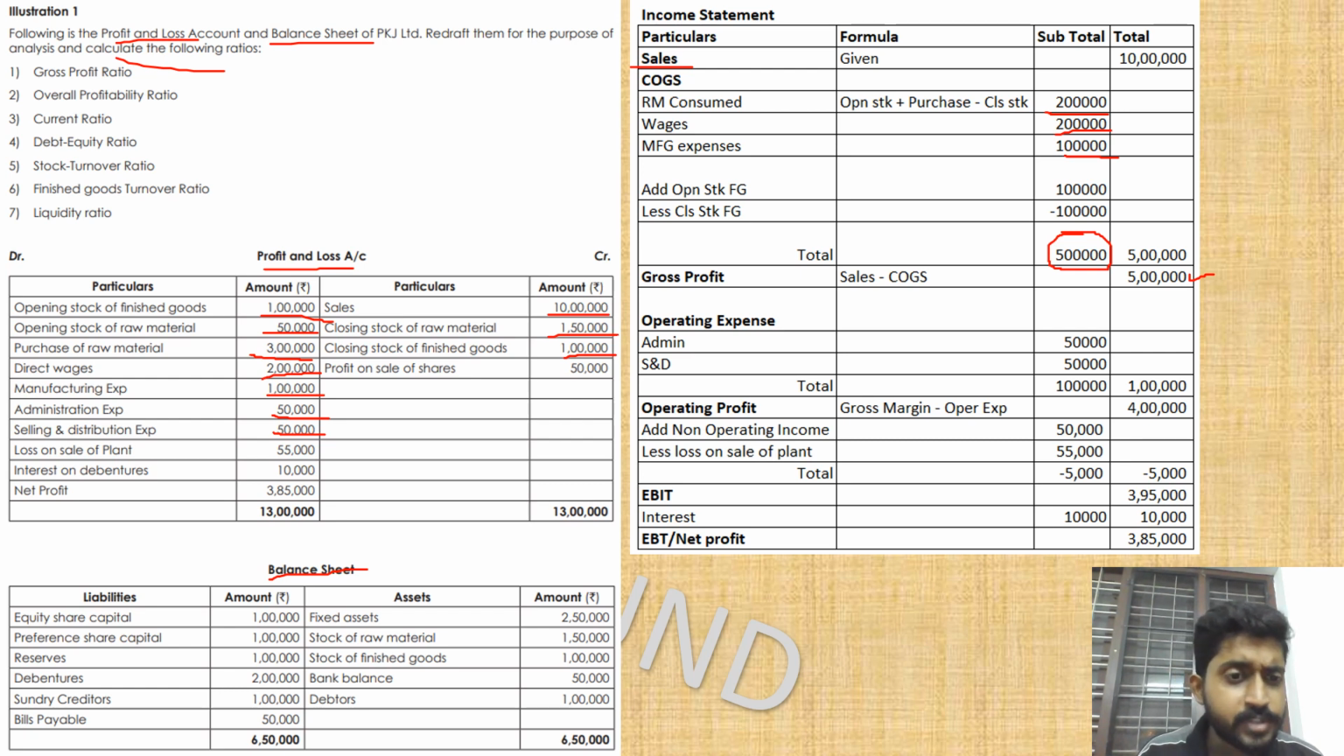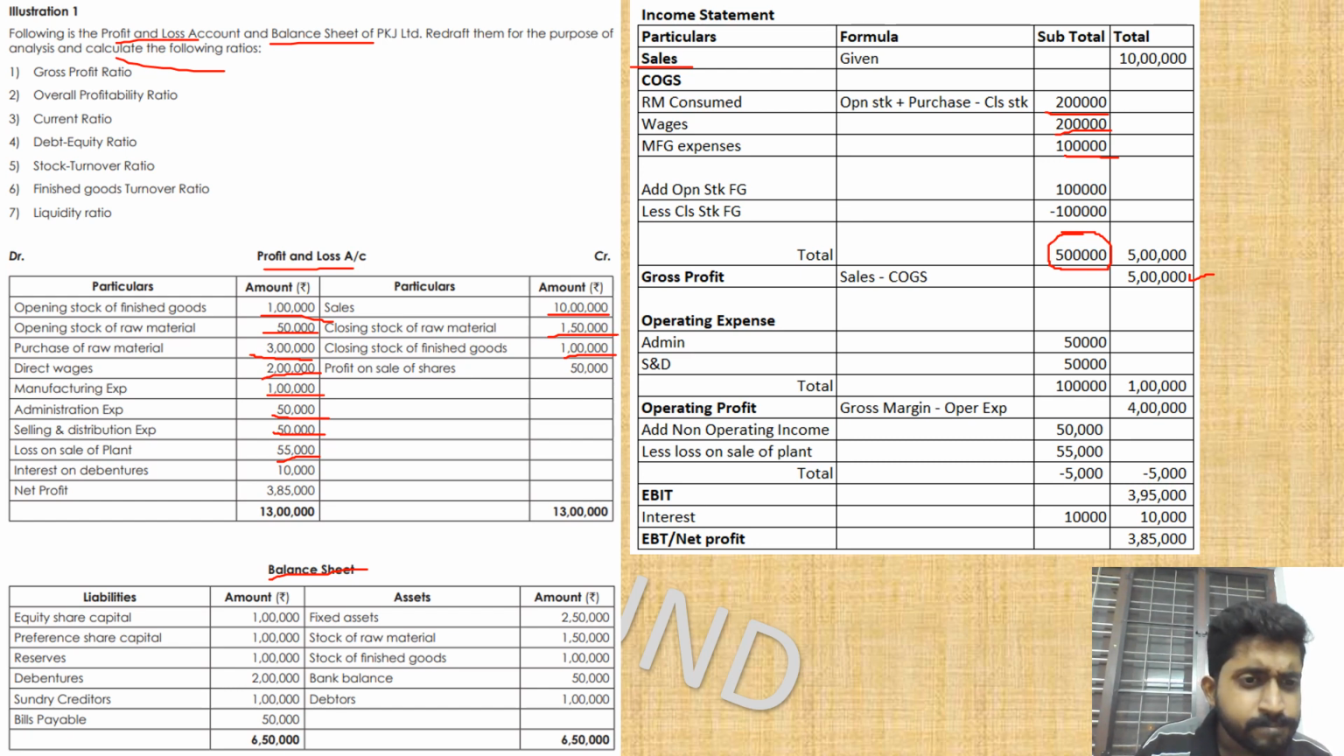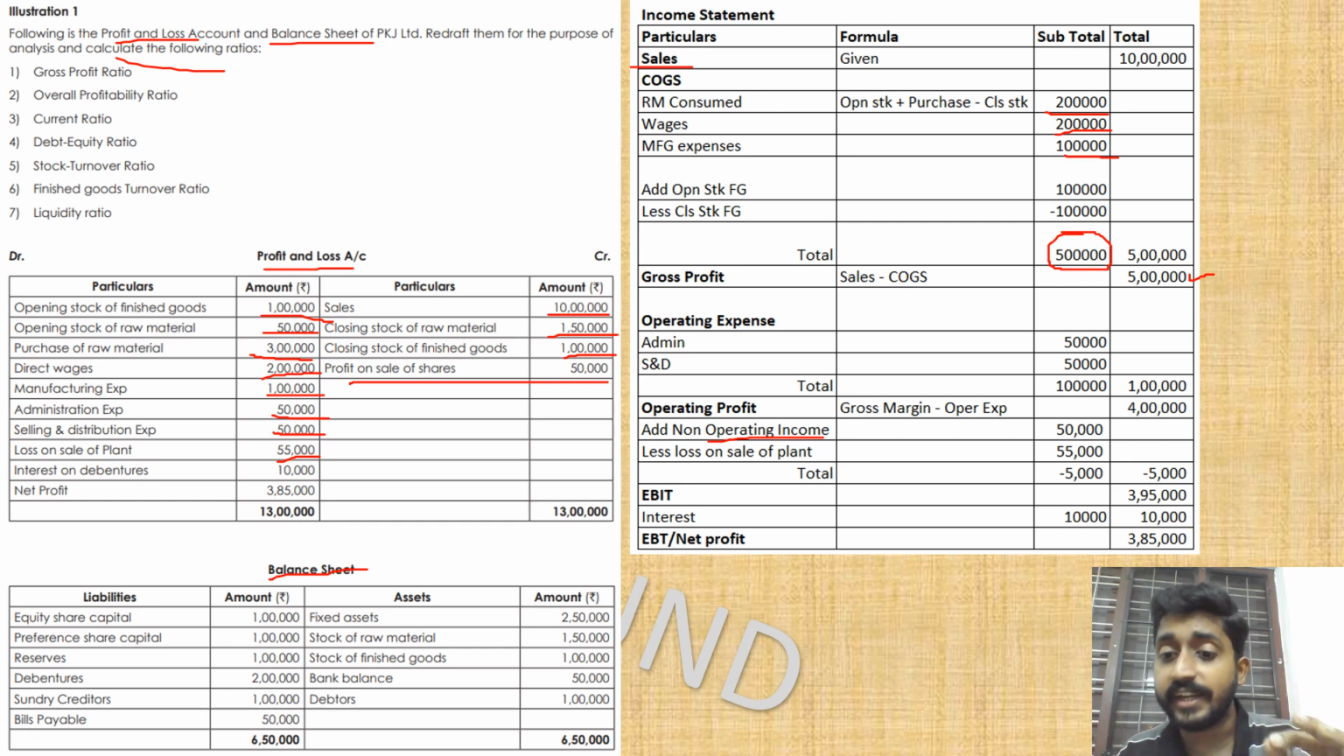Now what are the other items? You have some loss on sale of plant, and you have some interest. You have some non-operating income of 50,000. You have a profit on sales of share 50,000. So these are all not related to your operation. So adding your operating income and reducing your loss on sale of plant, this is giving you a minus 5,000, and you are reducing it from the operating profit, and you are finding the earning before interest and taxation.